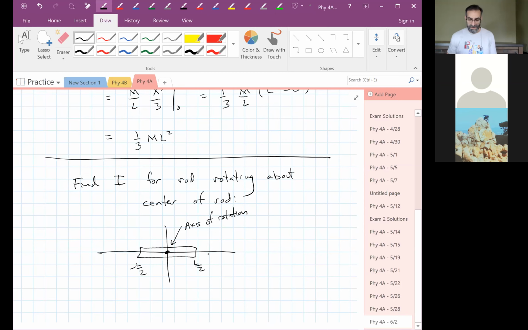Next time we will do this, but you should do the integral and see what you get. Set it up, do it, see what you get. You get a much smaller number.